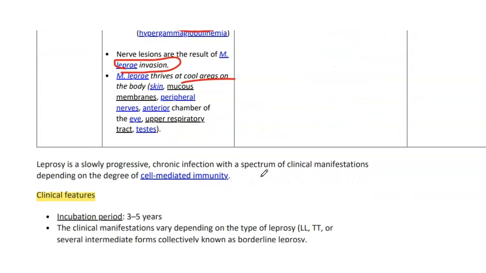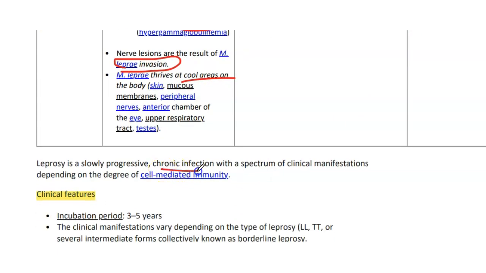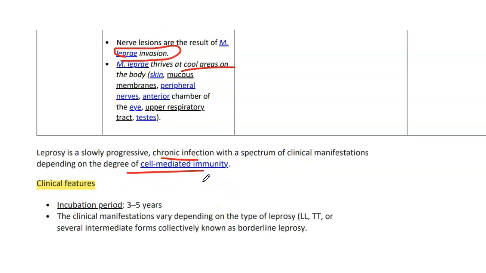Leprosy is a slowly progressive chronic infection with a spectrum of clinical manifestations depending on the degree of cell-mediated immunity. What are the clinical features? The incubation period is about 3 to 5 years, and it can remain dormant for up to 20 years. The clinical manifestations vary depending on the type of leprosy. Lepromatous and tuberculoid are the two poles, with several intermediate forms collectively known as borderline leprosy.